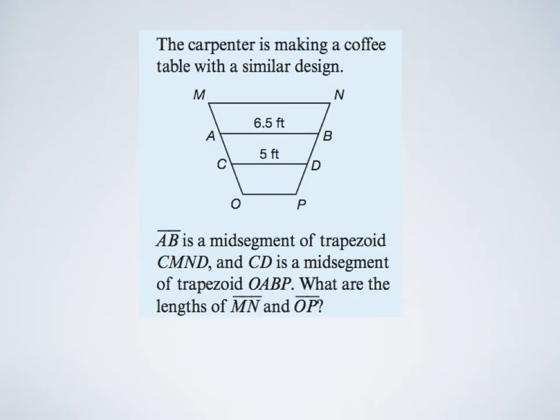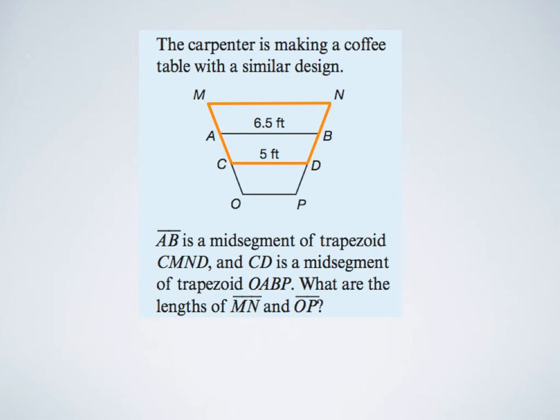So now let's have an application problem. Carpenters do use mid-segments of triangles and trapezoids. So here's a carpenter who's going to make a coffee table with a similar design as to the one shown. We learn that segment AB is the mid-segment of the trapezoid CMND. So that's the trapezoid that's on the top. And then CD is the mid-segment of the lower trapezoid. And we're asked to find the lengths of the segments MN and OP.